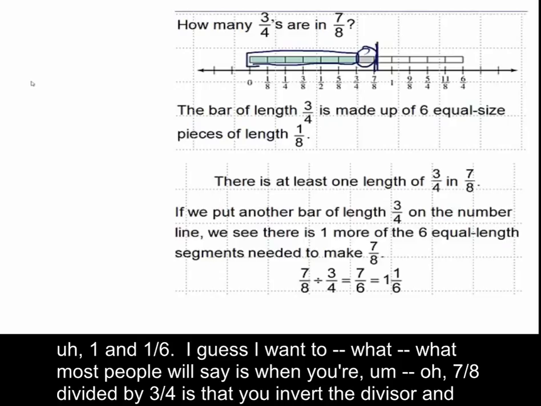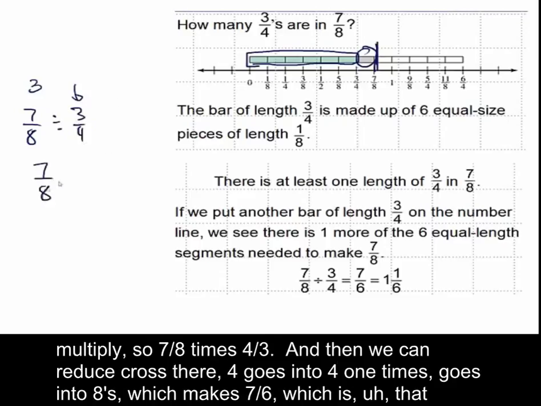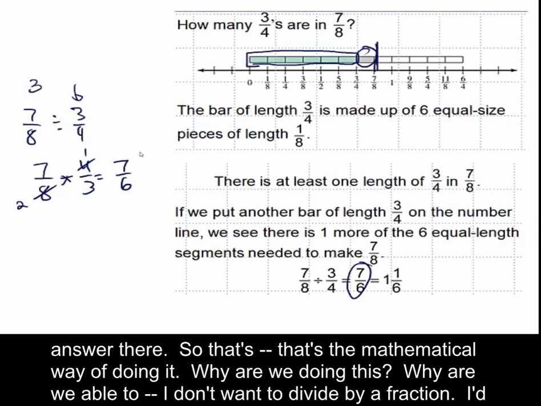What most people will say is that when you have 7/8 divided by 3/4, you invert the divisor and multiply. So 7/8 times 4/3, and then we can reduce across there. 4 goes into 4 one time, and 4 goes into 8 two times, which makes 7/6, which is the answer there. So that's the mathematical way of doing it.